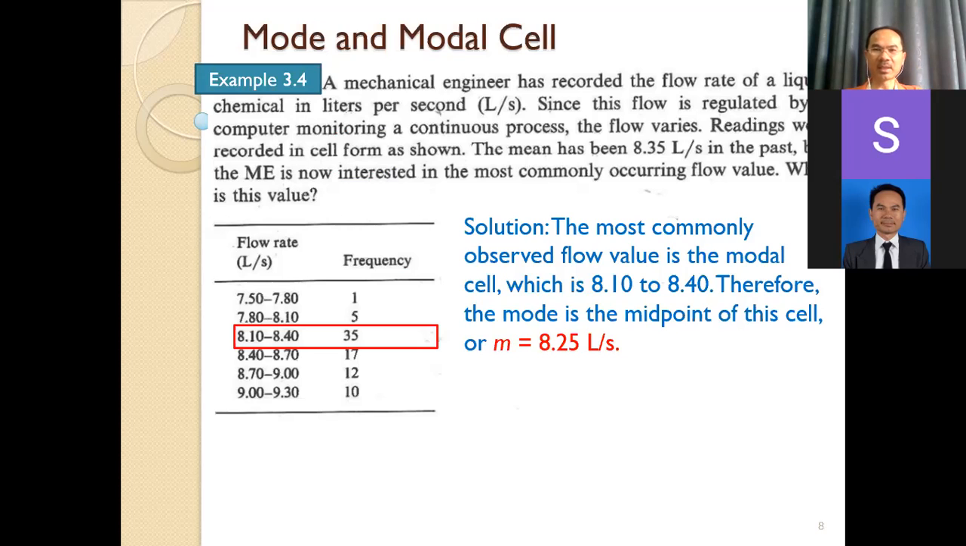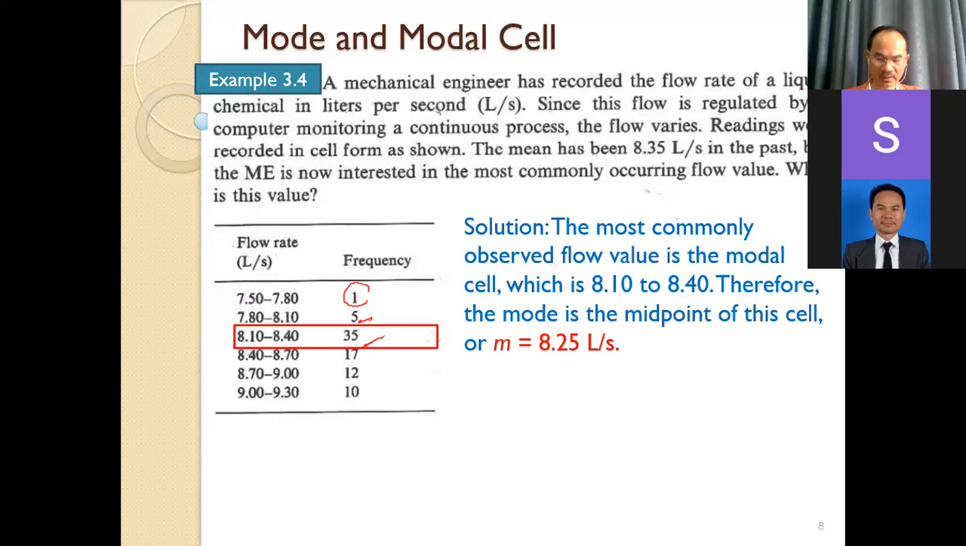mechanical engineer recording the flow rate of the liquid of some chemical. For this case, we measure the flow rate of the liquid. That's right, but we represent the data as group data. We order from the minimum to the maximum value first, and then we have the flow rate between 7.5 to 7.8. We have only one frequency. 7.8 to 8.1, 8.1 to 8.4 is 35, like this.